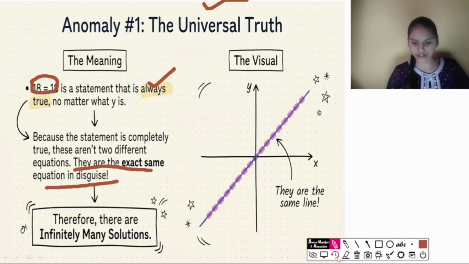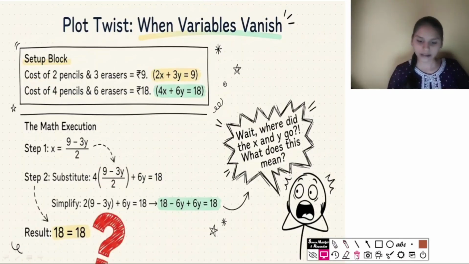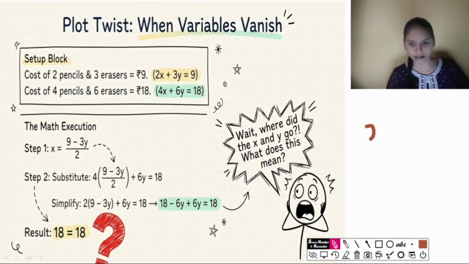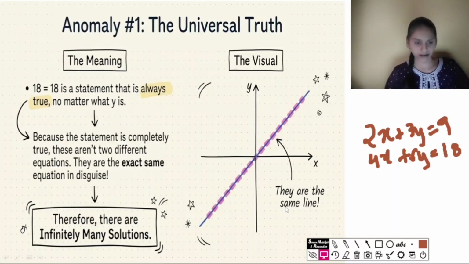What were our equations? Just a minute. Let's move back. Let me take time and explain, but you should understand it. See, my equations were, let me write it down here so that it will be easier to explain. 2x plus 3y is equal to 9, and 4x plus 6y is equal to 18. So let's move to this slide.